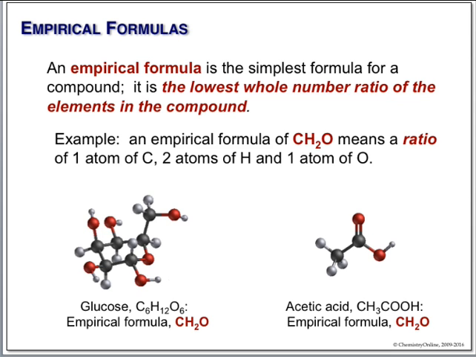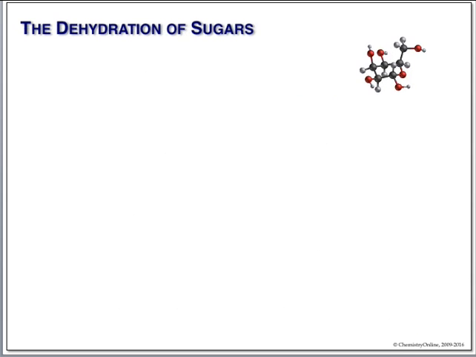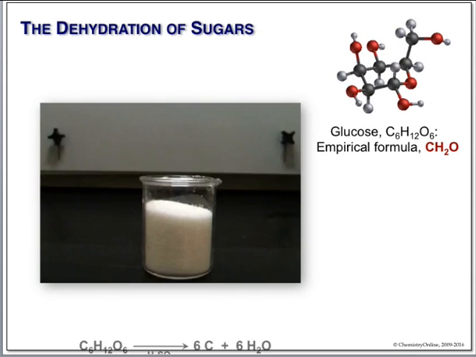Now, empirical formulas don't tell you very much about your molecule at all. This is acetic acid, the acidic component of vinegar. CH3COOH, but its empirical formula is also CH2O. Now, the little demo that we did in lab involved taking sugar and sulfuric acid. Remember, we dehydrated this. We removed the water, and we were just left with the carbon.